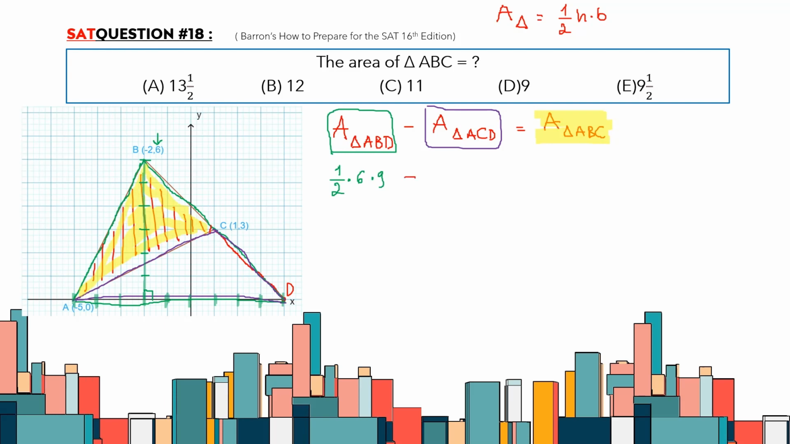Then we subtract the area of the triangle ACD. We have the same base AD, so it's 1/2 multiplied by the base, which is 9. And for the height, we know C is right there, so the height will be 3, the y value of C. Or we can count 1, 2, 3. And this will give us the area of triangle ABC.